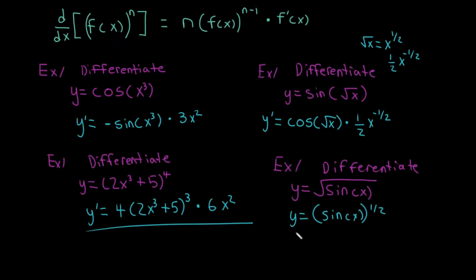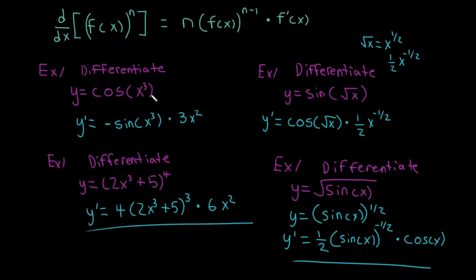Knowing this, we can easily find the derivative using the chain rule. So we take down the power 1/2. We keep the inside function the same. We subtract 1 from 1/2, which is minus 1/2, and we multiply by the derivative of the inside function, which is sine of x, to give us cos of x, and that's the answer.